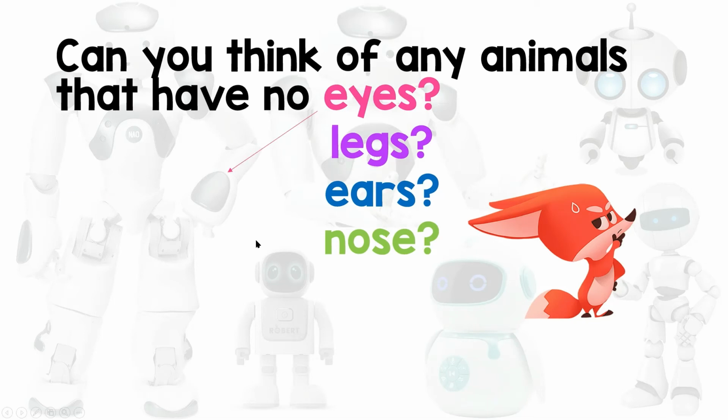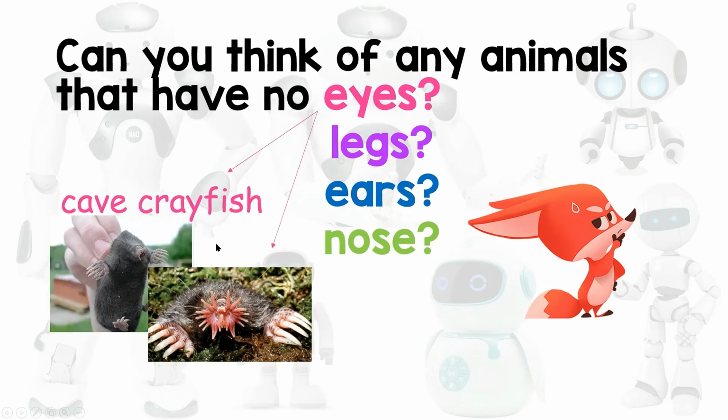So now, can you think of any animals that have no eyes? Yes, the cave crayfish, and also, let me show you this animal. Do you know what it is? It's the star-nosed mole. Star-nosed, 星鼻鼹鼠，星就是星星，鼻就是鼻子，鼹鼠，mole 就是鼹鼠，可是不是每一个鼹鼠都没有眼睛的。这个 star-nosed mole 是没有眼睛的，they are blind.